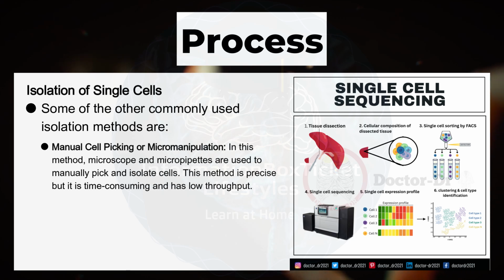Manual cell picking or micromanipulation. In this method, a microscope and micropipettes are used to manually pick and isolate cells. The method is precise, but it is time-consuming and has low throughput.